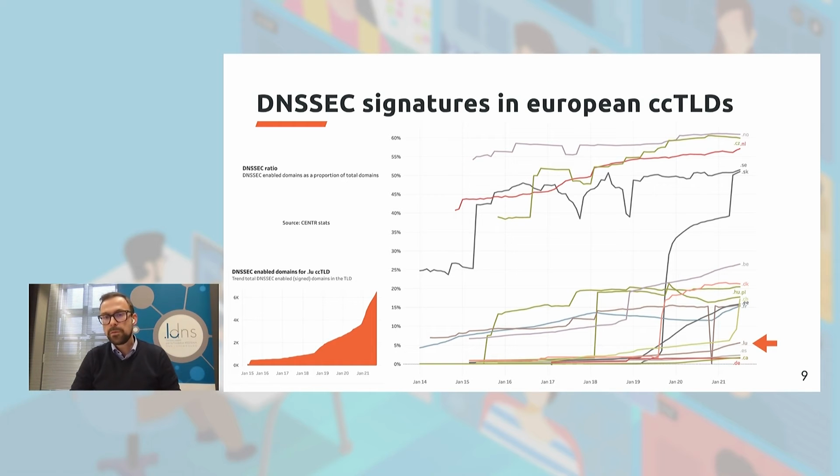Then there's another tier with Belgium, France, Denmark, Switzerland, roughly around 15 to 20% of signed domains. And then there's the third tier, and the orange arrow tells you where Luxembourg is. So we are in this tier with 5 to 6 or 7% of signed domains. The little orange graph on the left shows that we've increased the number of signed domains from 2,000 to 6,000 between 2019 and 2021, but still we're in the lower tier in terms of domain signature.